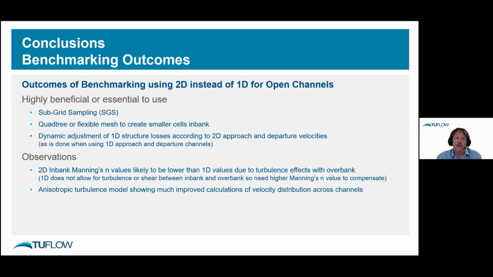Okay. Other outcomes coming from that, we certainly see the benefit of subgrid sampling, as well as the Quadtree or flexible mesh to create those smaller cells in-bank. And dynamic adjustment of those structure losses, those 1D structure losses, even when coupled with 2D models to account for those approach and departure velocities, which is a similar approach to what's done with 1D. And the 2D in-bank Manning's, I think, is consistent with some previous webinars that we've done, might have to be a little bit lower than 1D, or more correctly, the 1D Manning's values that have been used, and in this case were calibrated, were probably a little bit higher to reflect some of the physics that weren't being captured in that 1D engine.